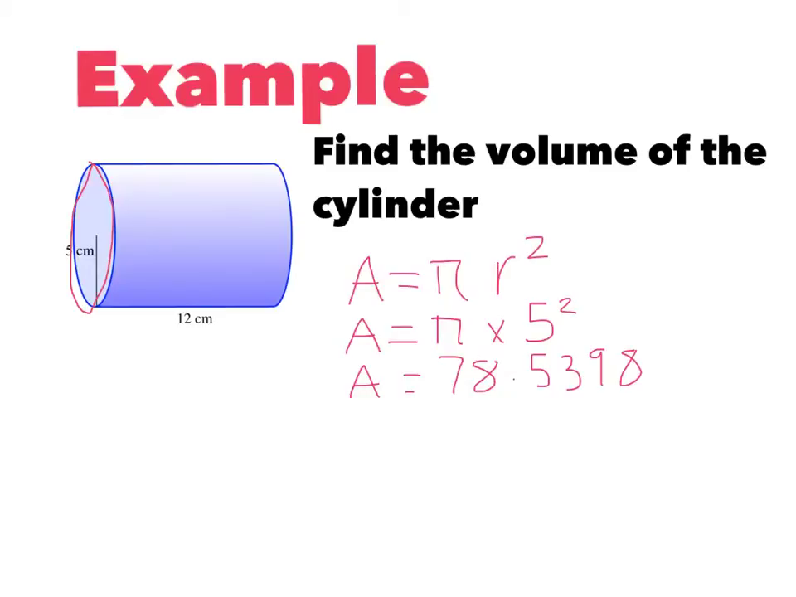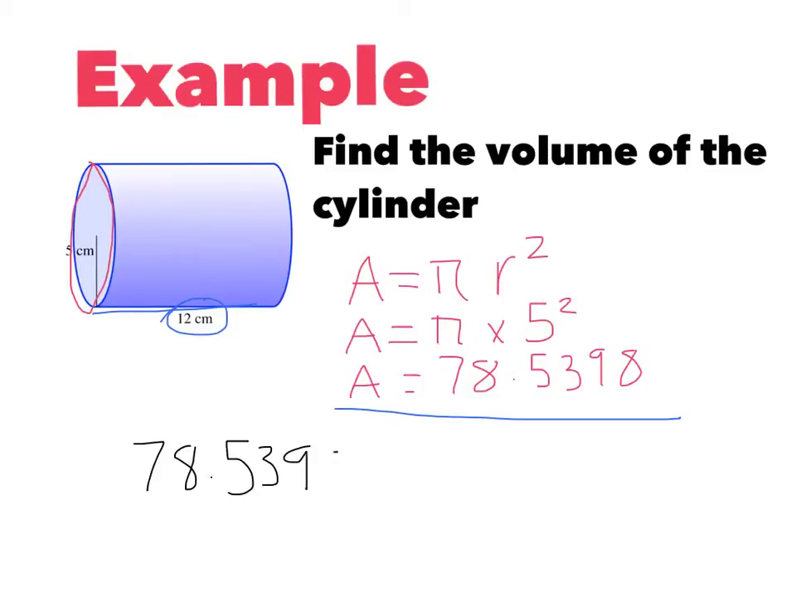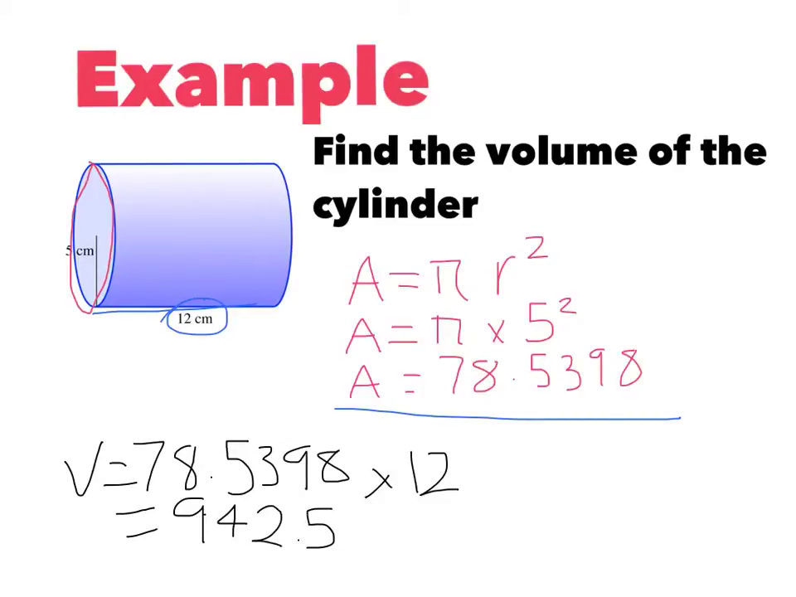Okay. What I then need to do is take that area of the cross-section and multiply it by its perpendicular height, or the height that's running at 90 degrees to it. Okay. And if I multiply that area, 78.5398 by 12, that will give me my answer for my volume. So my volume will be equivalent to 78.5398 multiplied by 12. When I do that on my calculator, I get an answer of 942.5.